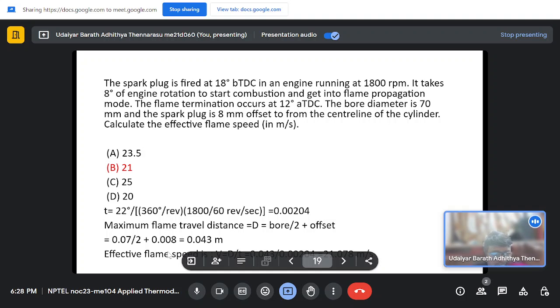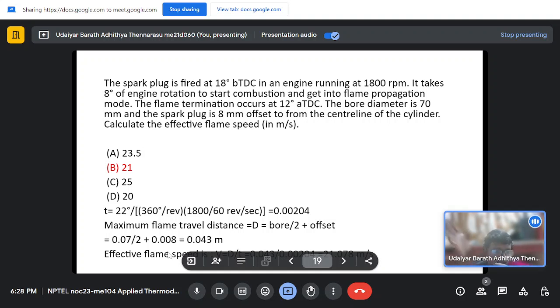So the maximum distance the flame has to travel is bore diameter by 2, which is the radius of the cylinder, plus that offset. So that is the maximum distance it will take. At that point is where the combustion will end, and minimum distance will be the other side where this flame would have already reached, and you need the full combustion to take place.